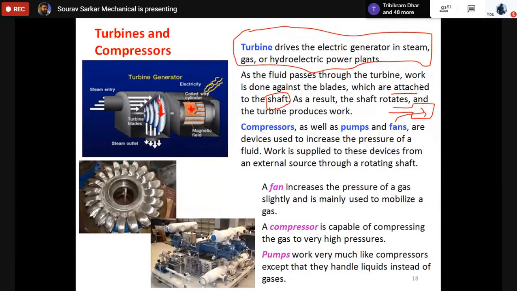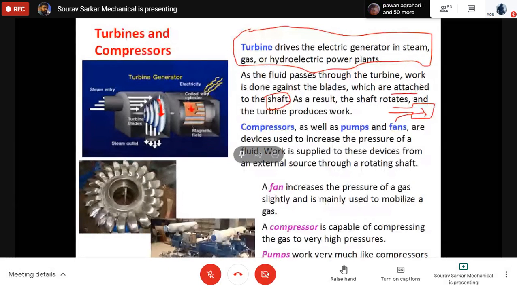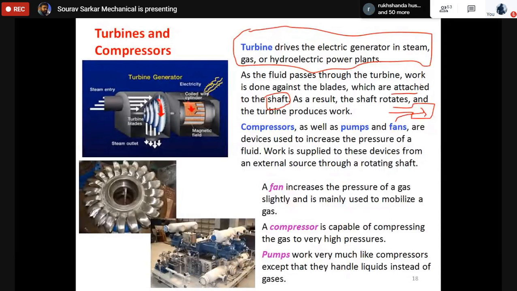Compressor, what is a compressor? A compressor is a power absorbing device. It absorbs electricity from outside the device and transfers it to the incoming fluid, so that the fluid which leaves the system has higher energy than the incoming fluid. It is basically called a compressor. Now you understood the difference between these two devices.